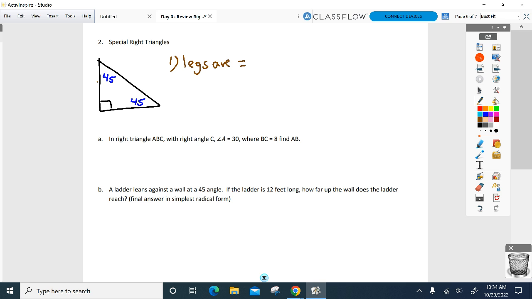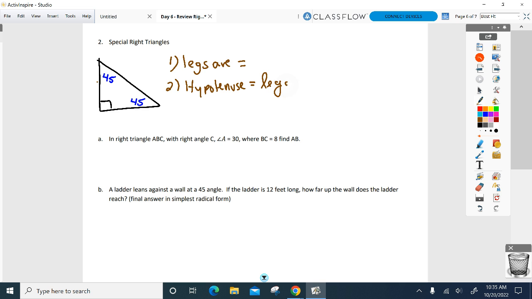In a 45, 45, 90, both those sides are equal. So that just leaves us, how do you find the hypotenuse then? How do you find the hypotenuse in a 45, 45, 90? You take one of the legs. Doesn't matter which one you pick, because they're both equal.